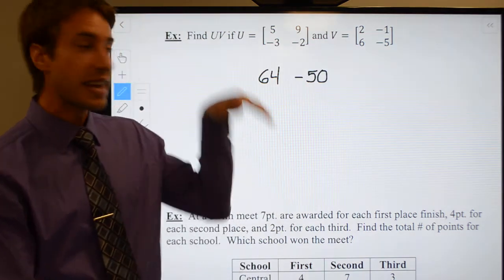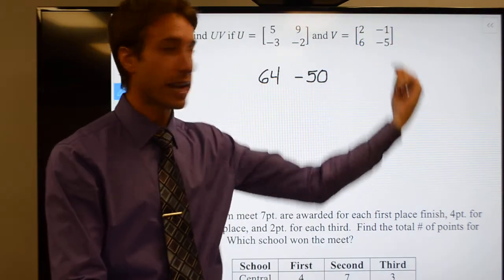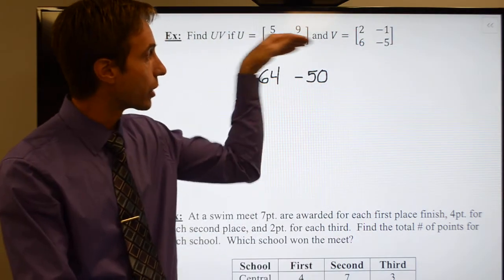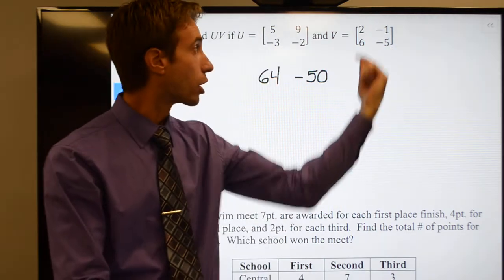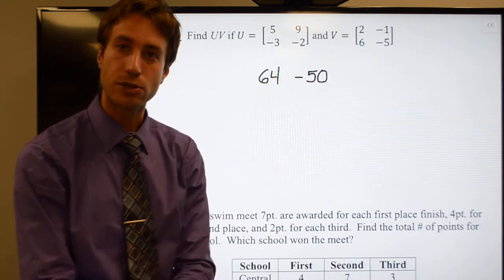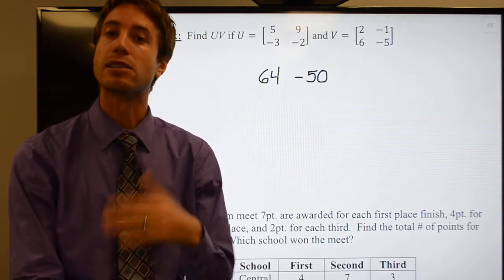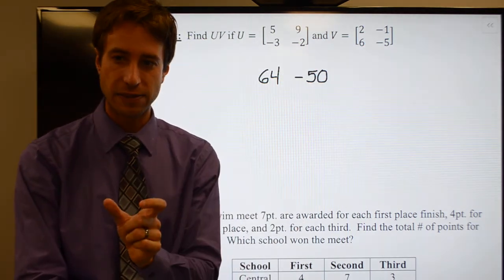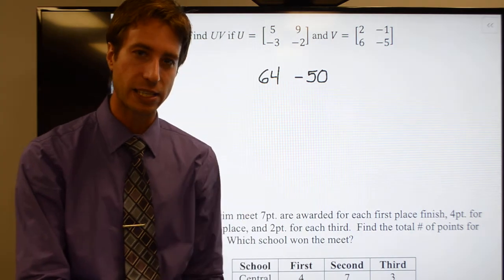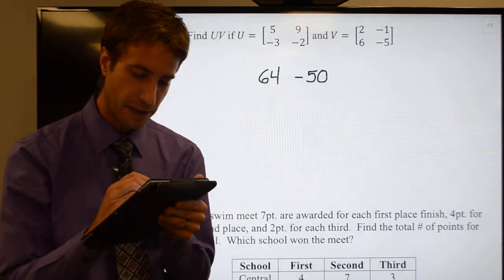Keep going. Now that I've done row 1 times column 1 and column 2, I have to switch rows, so now we go row 2. Row 2, column 1, negative 3 times 2 would be a minus 6. Negative 2 times 6 is going to be a minus 12. Negative 6 plus a minus 12, yeah, negative 18.